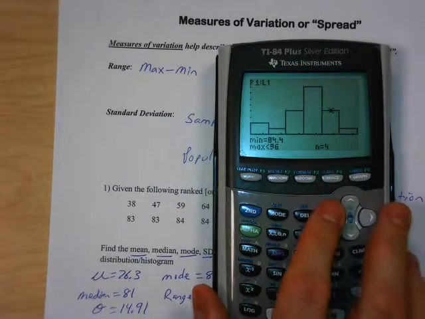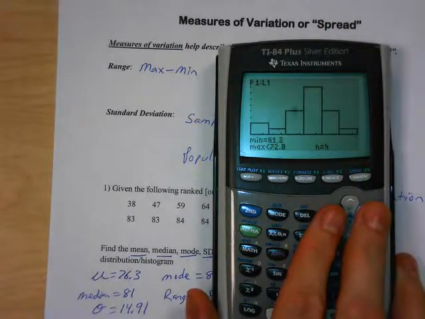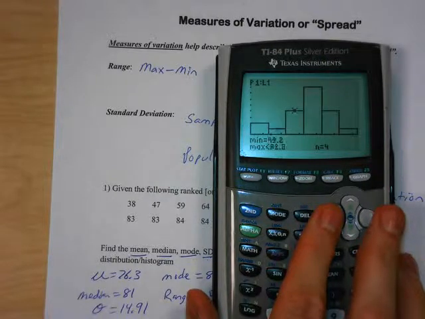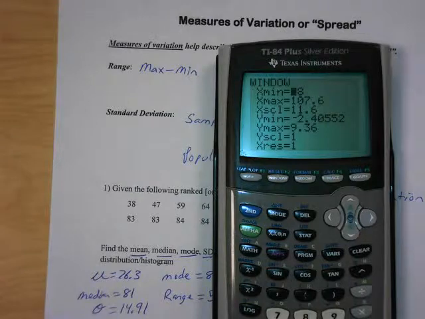You can trace through. Now, those numbers are not very pretty to look at, all those decimals, trying to figure out exactly what numbers are in the intervals. So if we go to our window, we see the minimum is 38, so that's where the data started. And then the X maximum is 107.6. I'm just going to change that to 100, because the highest value was 96 or 97. And then the X scale, 11.6.